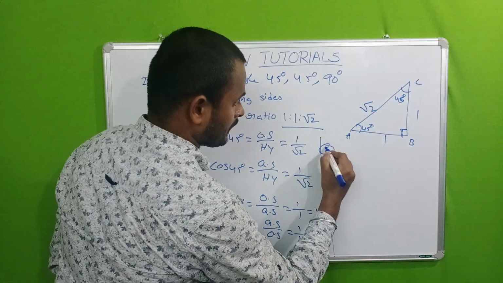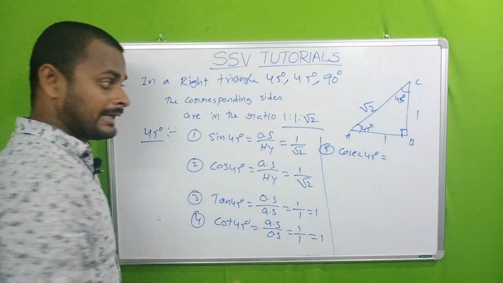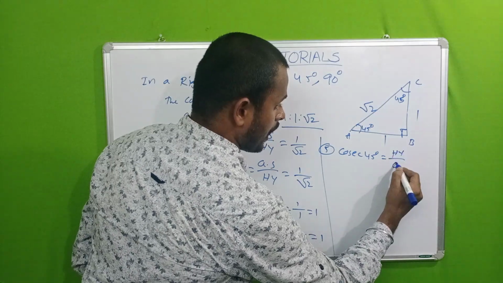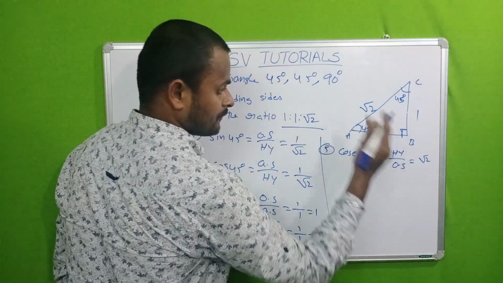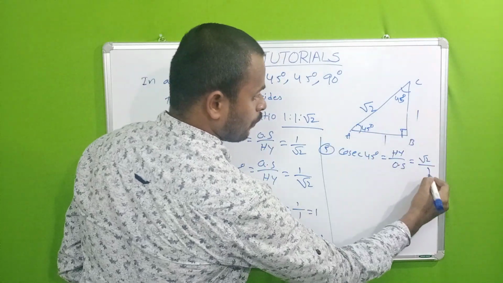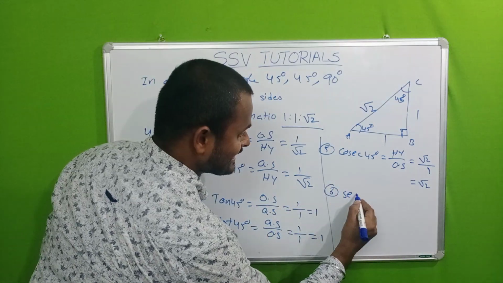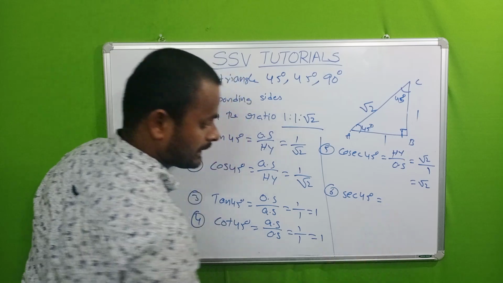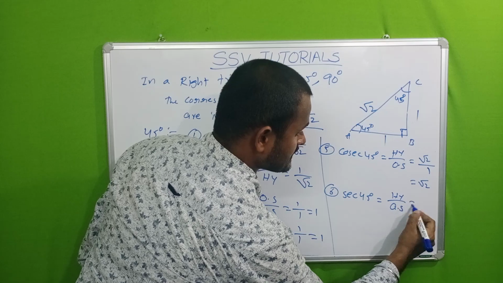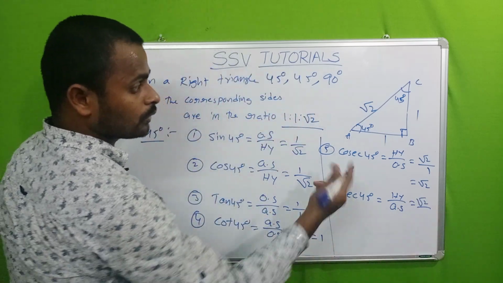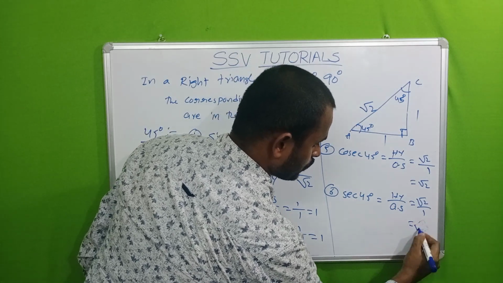So next one, cosecant 45 degrees. What is the formula for cosecant? Hypotenuse by opposite side. What is the hypotenuse here? Root 2 for this 45, and the opposite side is 1. So root 2 by 1 is equal to root 2. And the last one is secant 45 degrees. The formula is hypotenuse by adjacent side. The hypotenuse is root 2 and the adjacent side is 1. So this is also root 2.